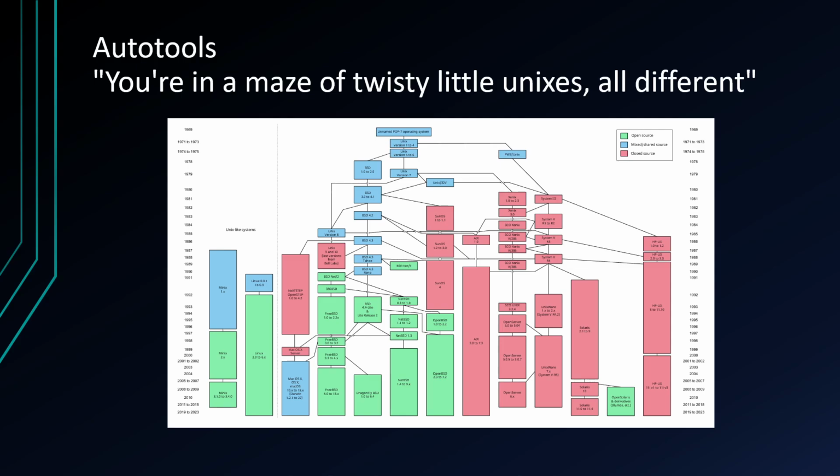So this is from Wikipedia. This is the Unix family tree. Older dates are at the top, and newer, more recent dates are at the bottom. And Autotools is created right around the middle of this chart, where you can see there's a bunch of these different flavors of Unixes. And this chart actually doesn't even show them all. It just shows the major ones that have survived.